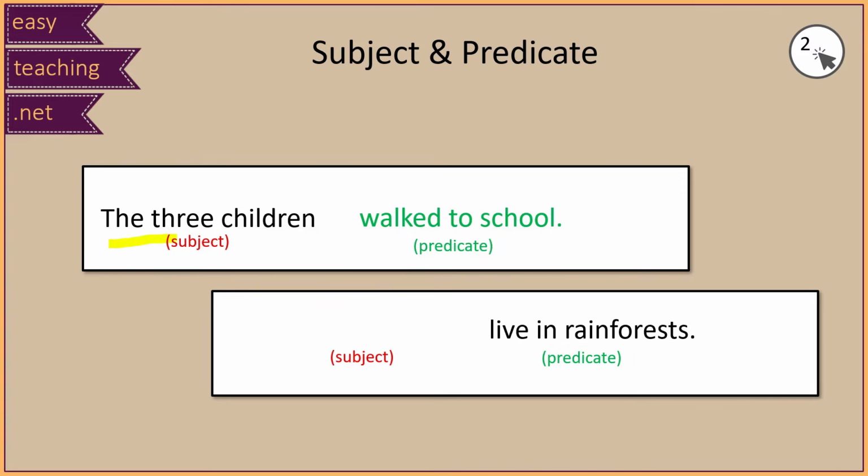The 3 children walked to school. When we add a subject to the second, we have a completed thought. Many animals live in rainforests. These both now have a subject and a predicate. They are both simple sentences.